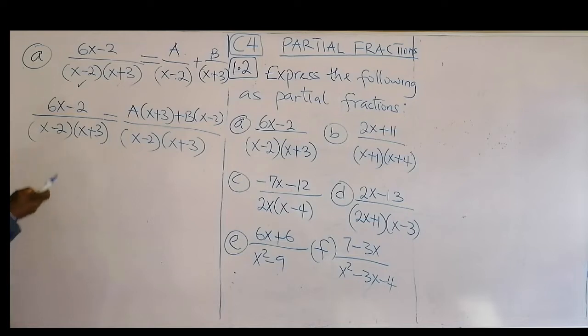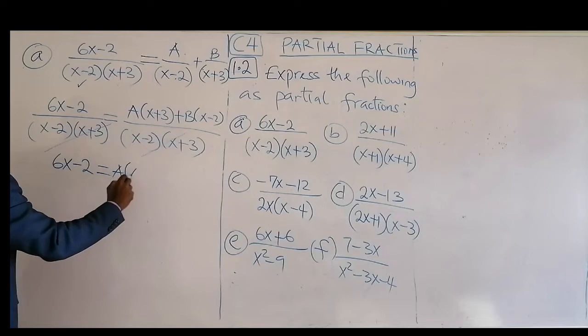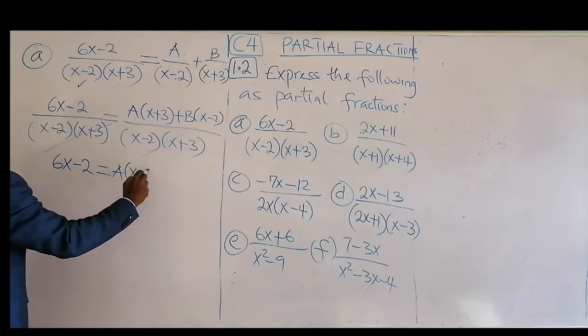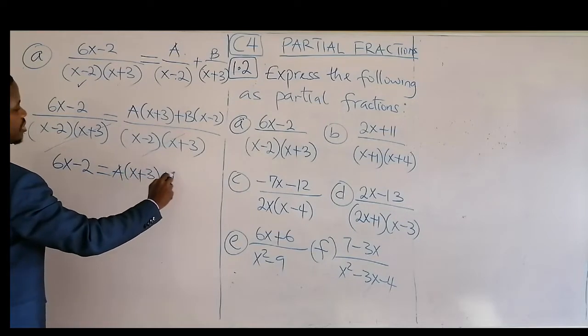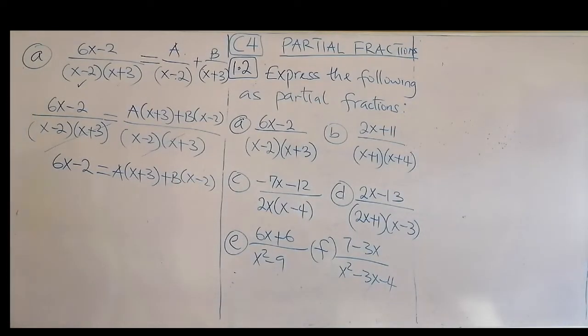Then the next thing to do, check the left hand side, check the right hand side. You can see the denominators are the same thing. Then in that case, we equate the numerators. So you have this equal to A times x plus 3 plus B times x minus 2. So that is what we have now.